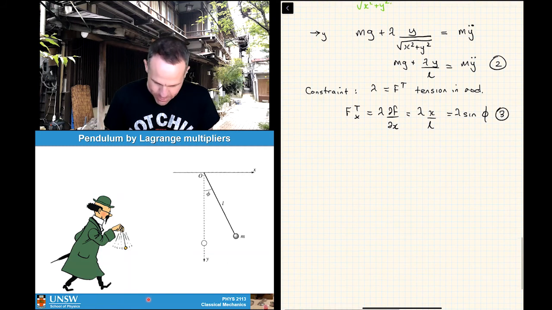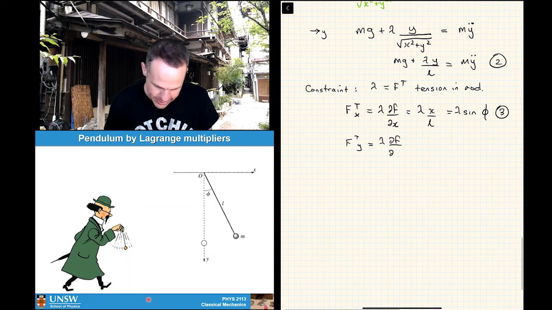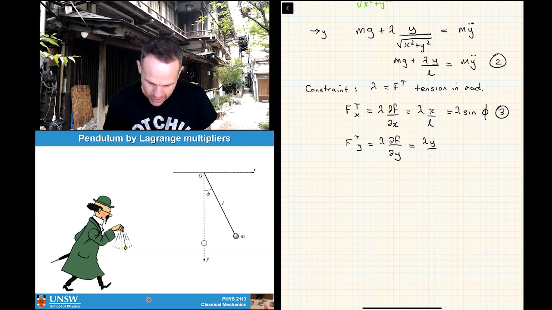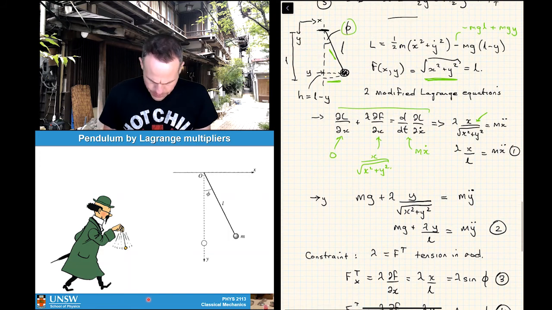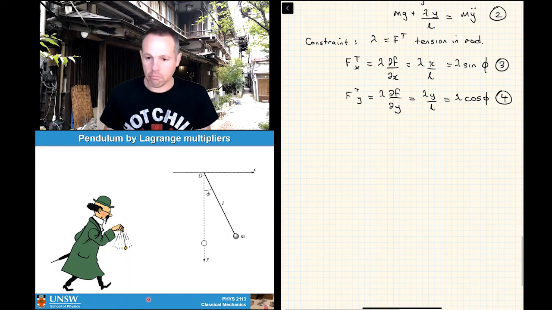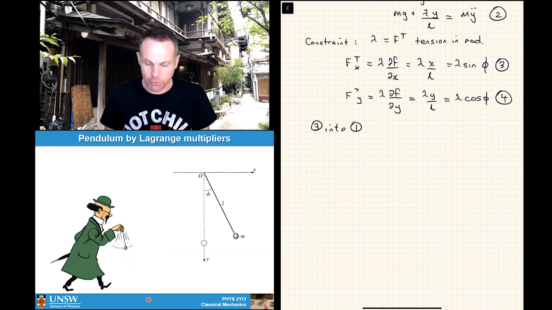And then for y, we can do the same thing, right? F_t of y is equal to lambda df/dy, which is equal to lambda y on L. And of course, it's going to be the other component in the triangle, so it's going to be cos phi in here. We can call this 4, okay? All right. Okay, so at this point, what we can do is basically substitute 3 into 1, right? In other words, we use the knowledge that we got from 3 in 1.